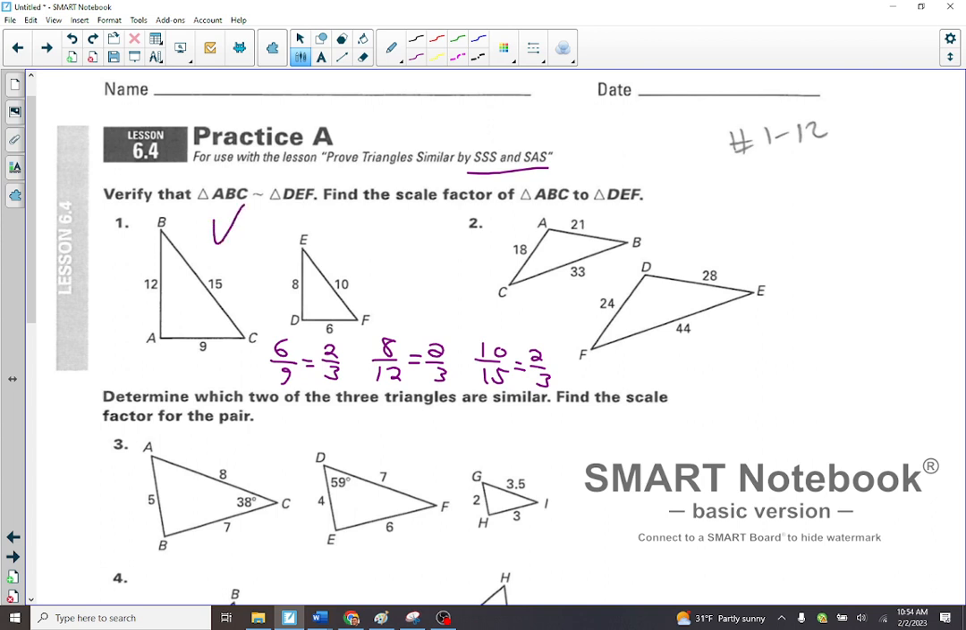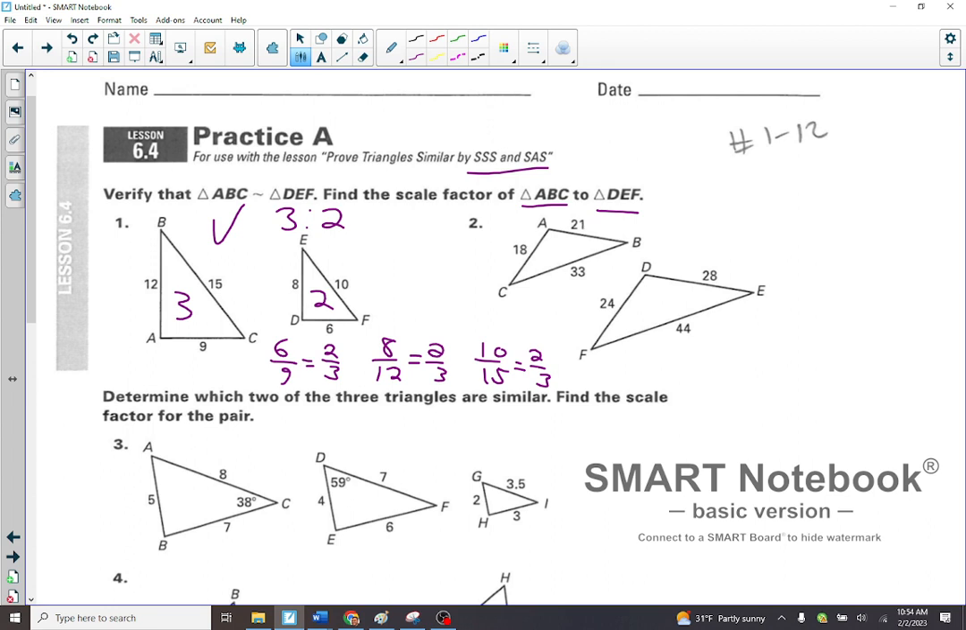The scale factor from ABC to DEF. So be careful in this case because it's ABC to DEF. This one is the 3 timeser, and this is the 2 timeser. So make sure you write it in the correct order, 3 to 2. So even though I did my fractions from right to left, you've got to make sure you write your answer correctly because I asked from ABC to DEF.